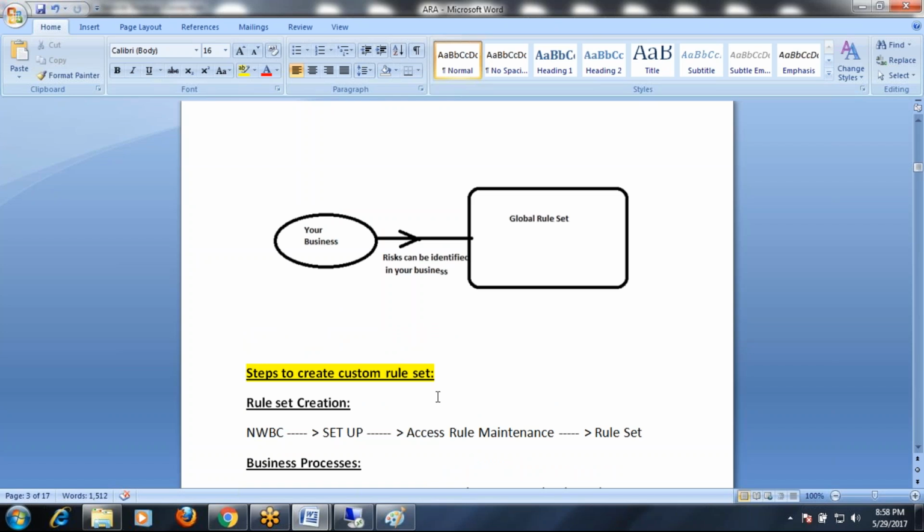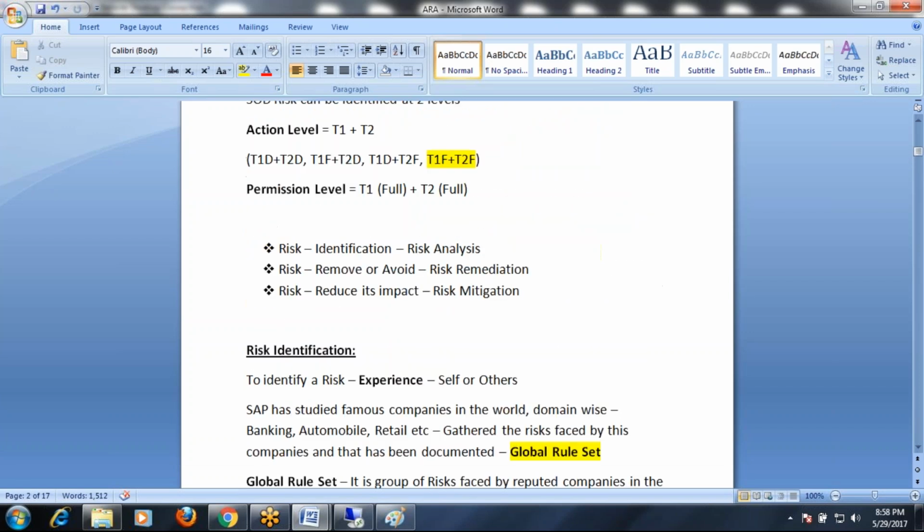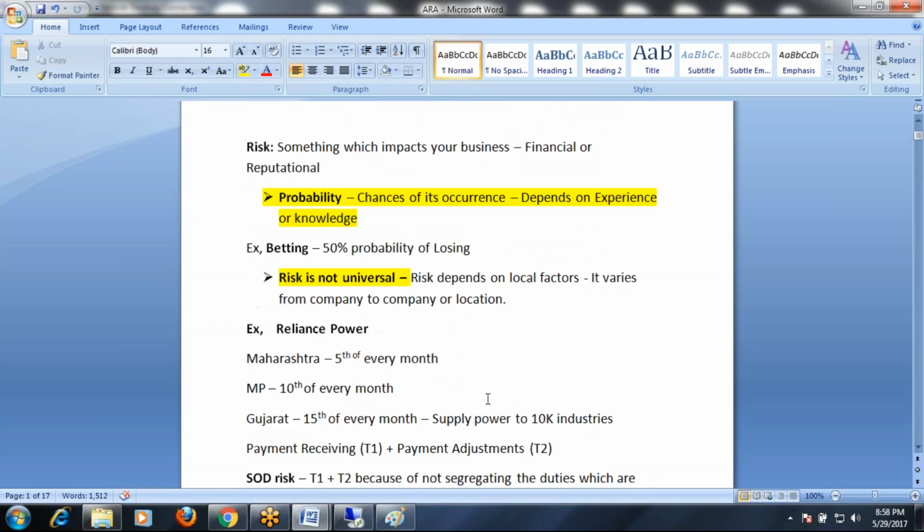So now, the first and foremost question which you face in interviews: are you using global rule set in your project or a custom rule set? So what do you mean by a custom rule set? It is not necessary, as I told you, the second characteristic. What is the second characteristic? Risk is not universal.